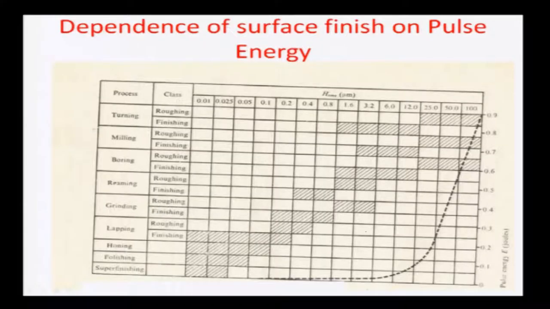So, let us look now at the more dependable relationship between surface finish and pulse energy as illustrated in this figure. You can see the spark energy on the right y axis in joules for the various operations like electro discharge turning, electro discharge milling, boring, reaming, grinding, lapping, honing, polishing and super finishing. And you can see that there are two different regimes of roughness for each. One of them is the roughing regime, and the other is the finishing regime, which has a lower value of roughness, a smoother surface. And this describes the HRMS in microns.